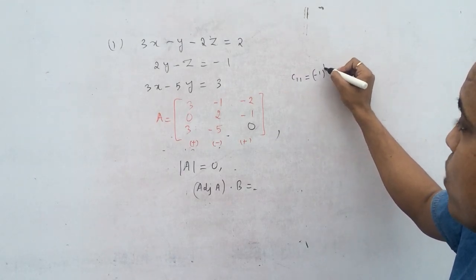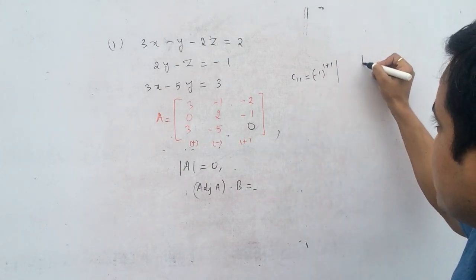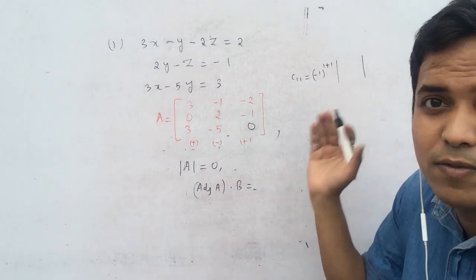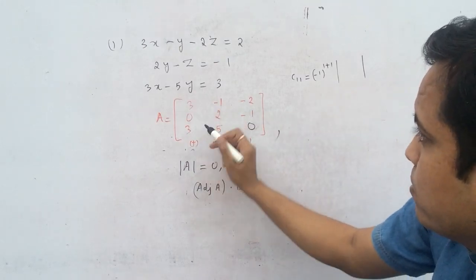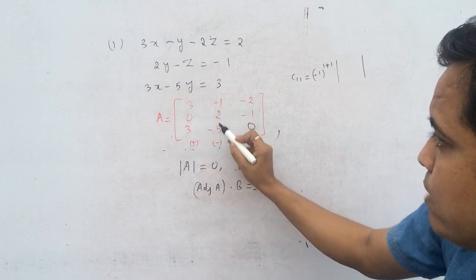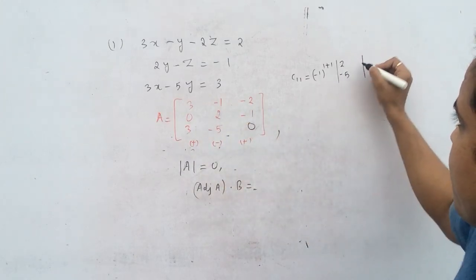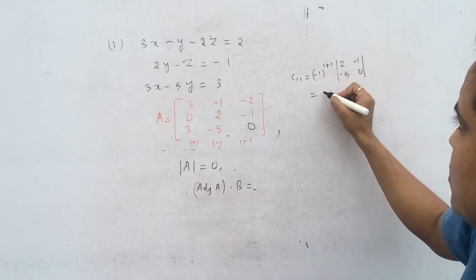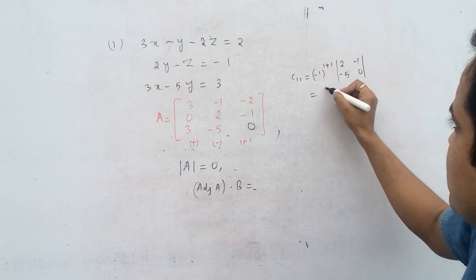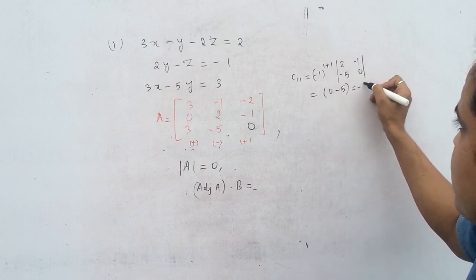What is the value of C11? Minus 1 raised to power 1 plus 1, and you get the minor here. Minor is what? The determinant of the sub matrix after removing the first row and first column. 2 minus 5 minus 1 0. Are you getting? So its value will be here, the positive even power. So here 0 minus 5 will be minus 5.